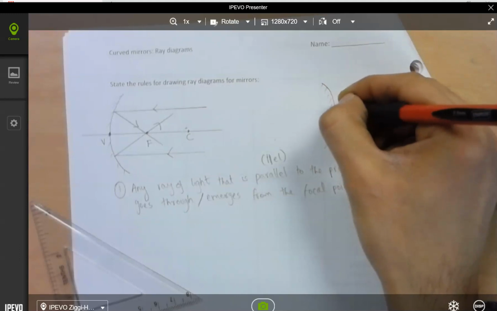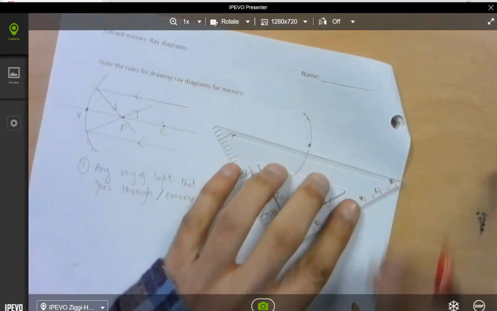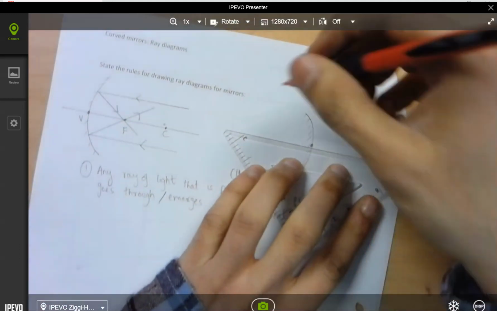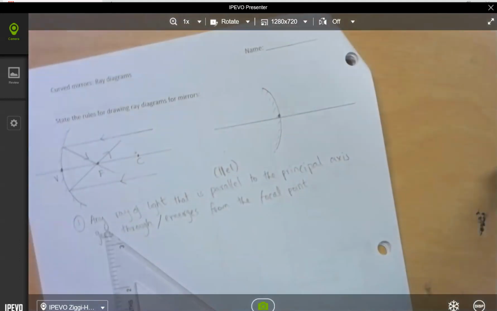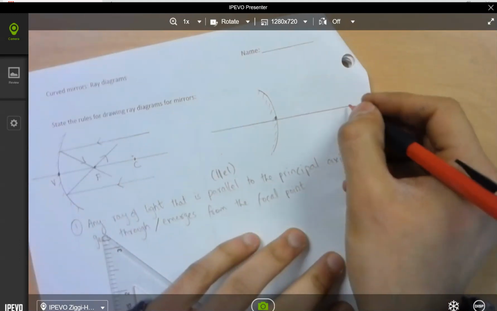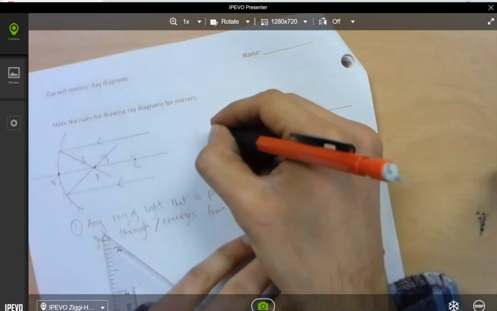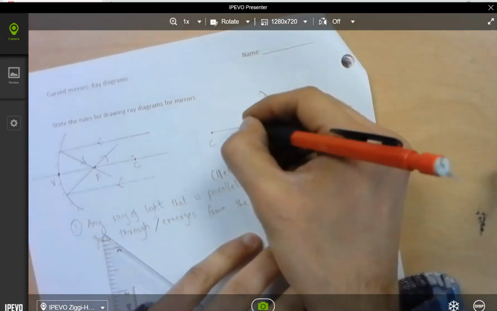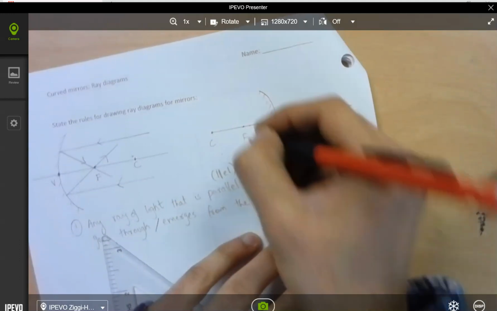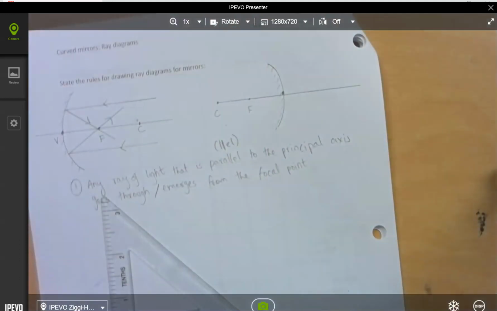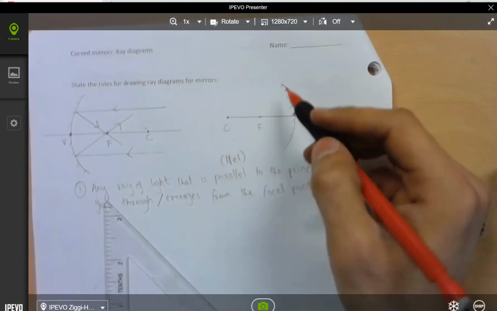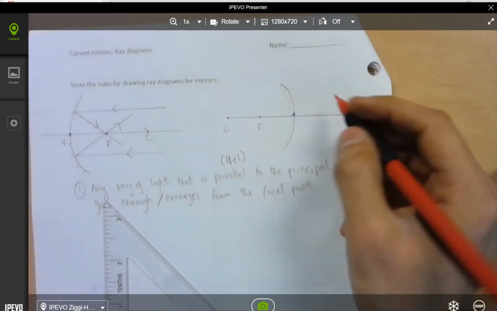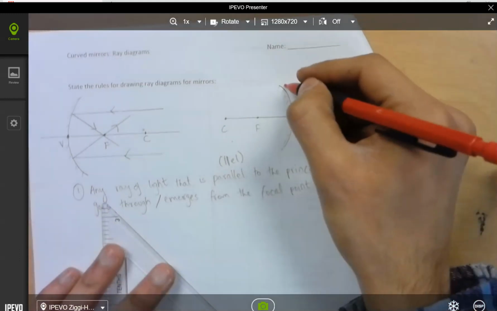convex mirror? Again, we are going to draw mostly the same thing. All right, we have our vertex, principal axis. We have our center of curvature on this side, and our focal point also on the other side of the mirror. Notice that I've drawn that on the opposite side, on the shaded side of the mirror, even though this is the reflective surface here.